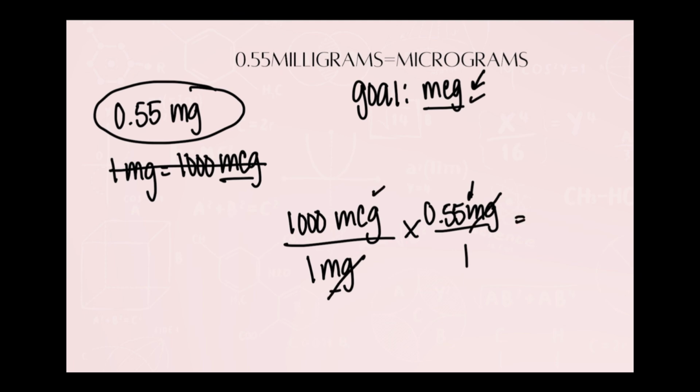All right, everything is gone except for micrograms. So I'll multiply 1,000 times 0.55 and divide that by 1. And that is going to give me my answer, which is 550 micrograms. All right, do you see the trend?